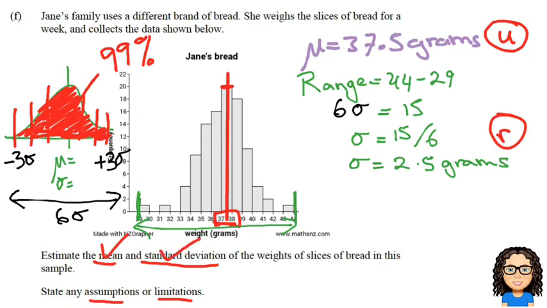Now to get our Excellence, we need to look at the assumptions or limitations. So we've got Jane's family using a different brand of bread, and she's weighing the slices of bread for a week. Okay, so there are a few thoughts that occur to me in that.